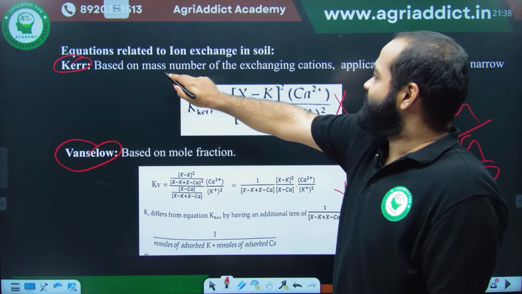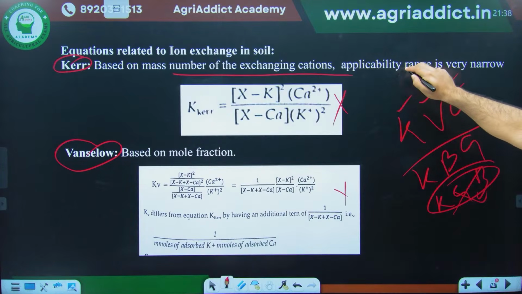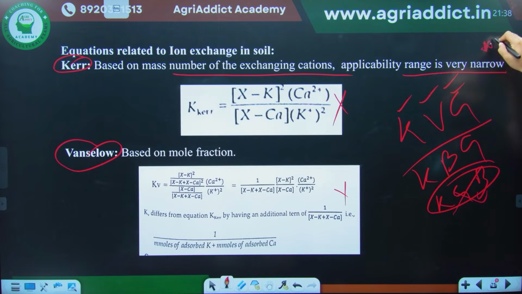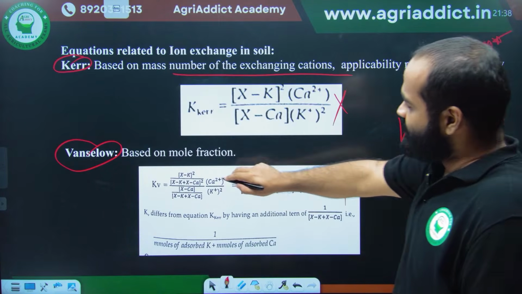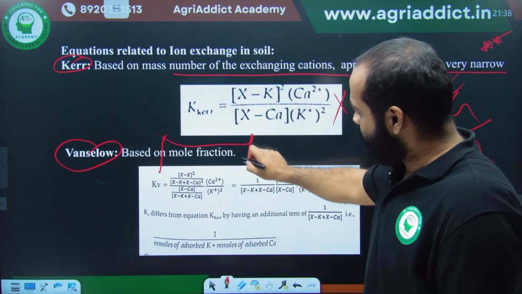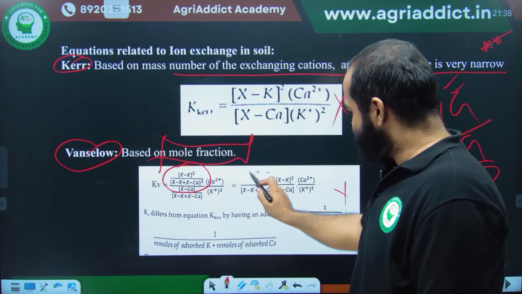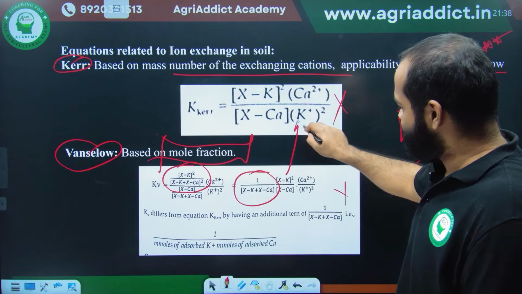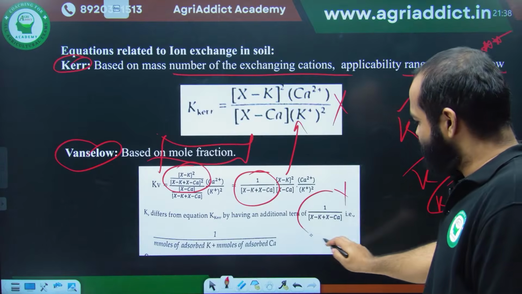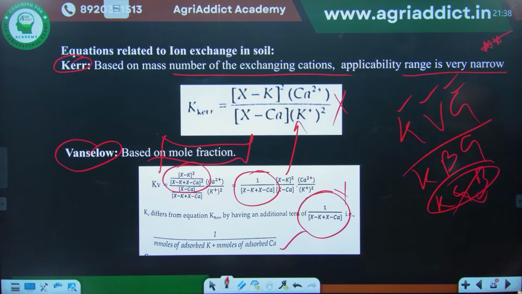So Kerr was the mass number of the exchanging cations. Applicability range is very narrow. Only this much is important. Vance law introduced the term of mole fraction. Here you can see this is the mole fraction term, and this part is extra than what is here. Additional term of this is there.